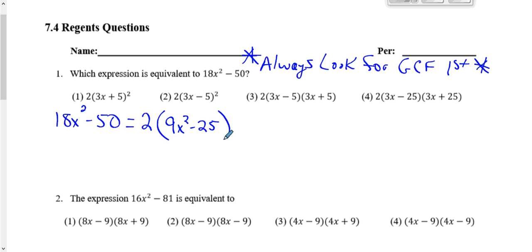Now, you see the thing in parentheses? Is that a difference of two squares? Is 9x squared a perfect square? Is 25 a perfect square? Make sure you identify that it's a perfect square first, because if they're not perfect squares, then you can't do that to it.